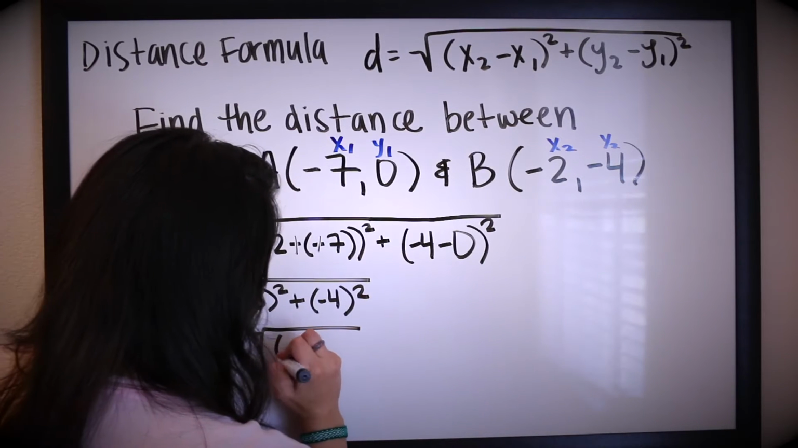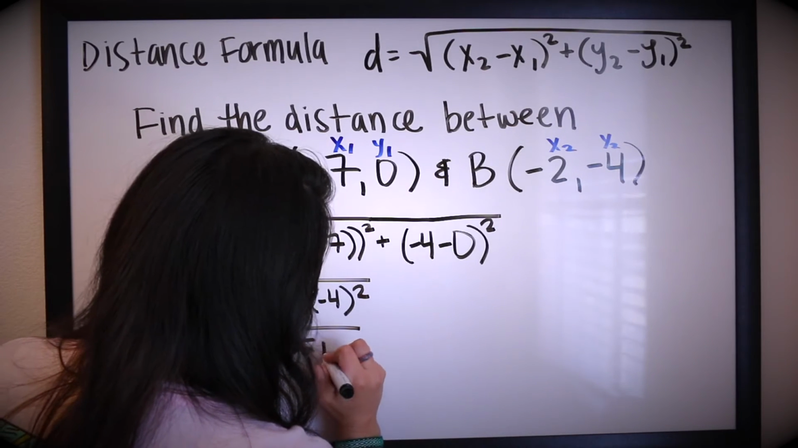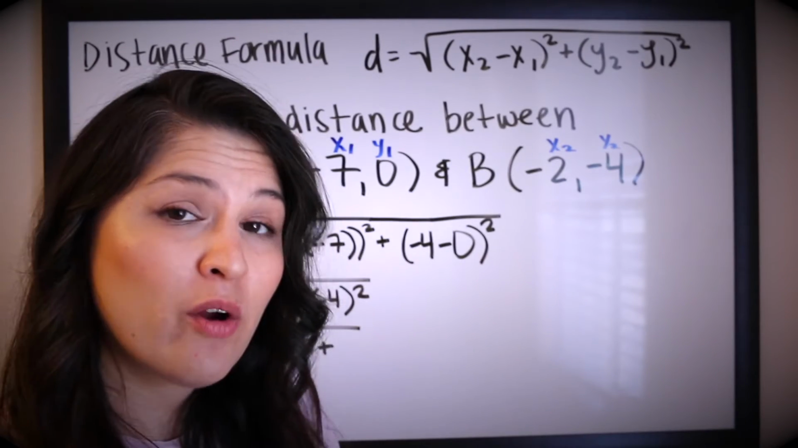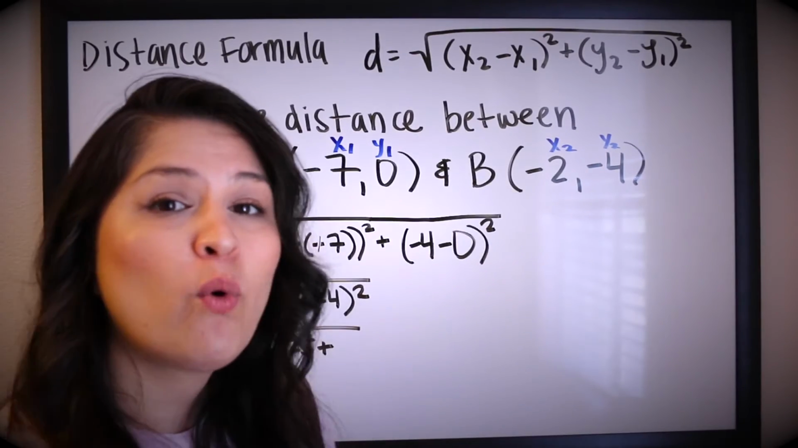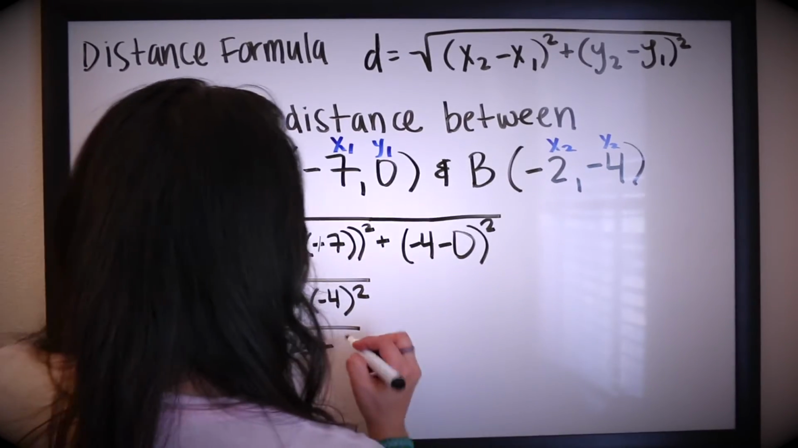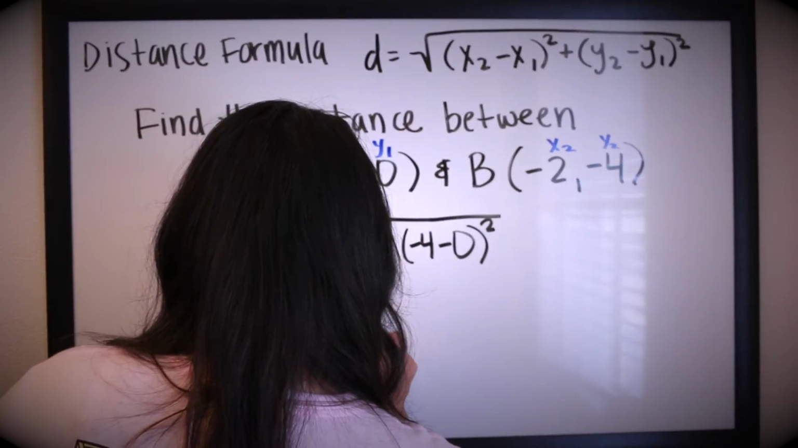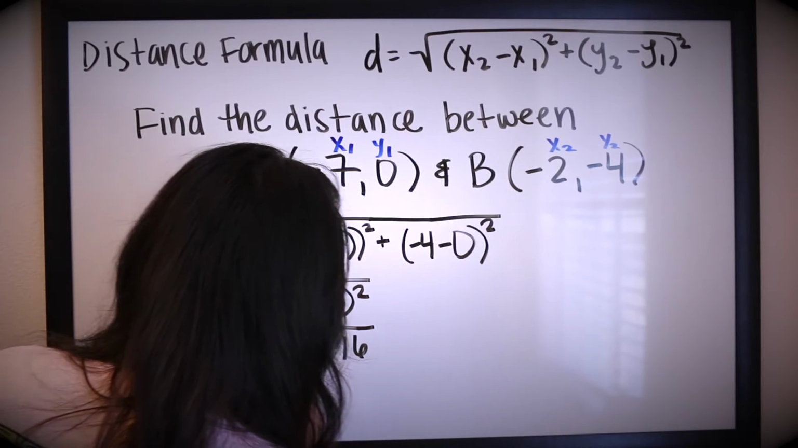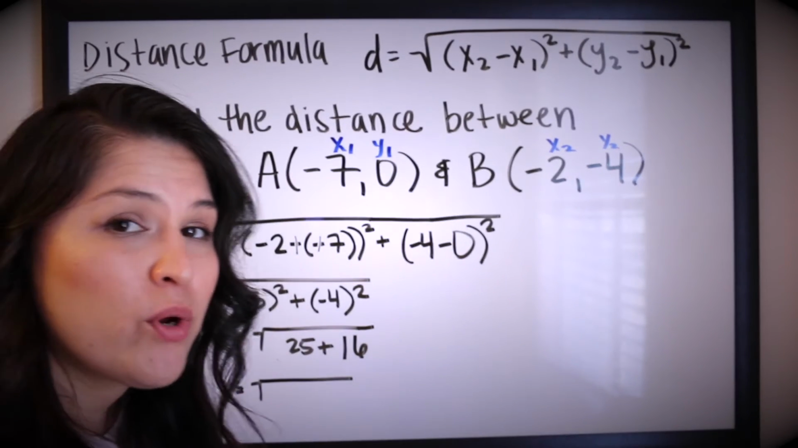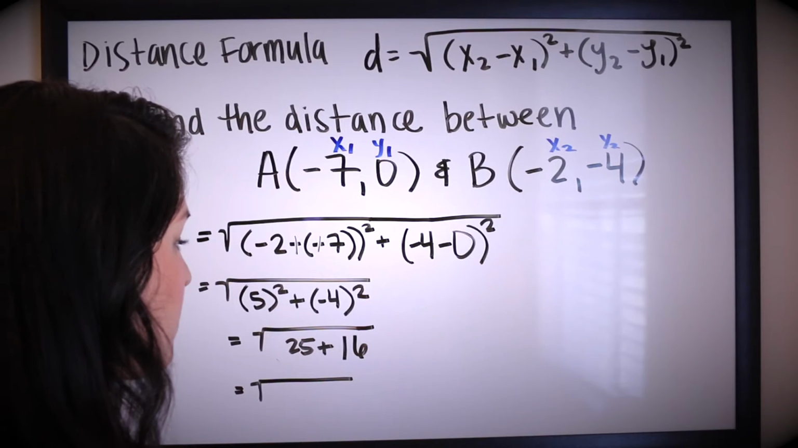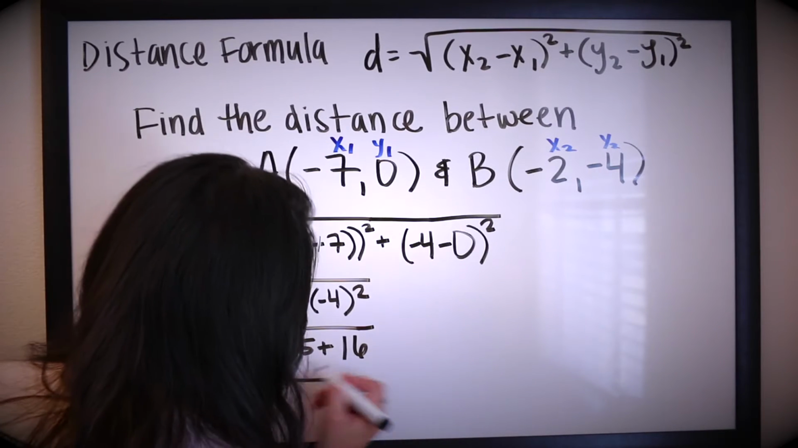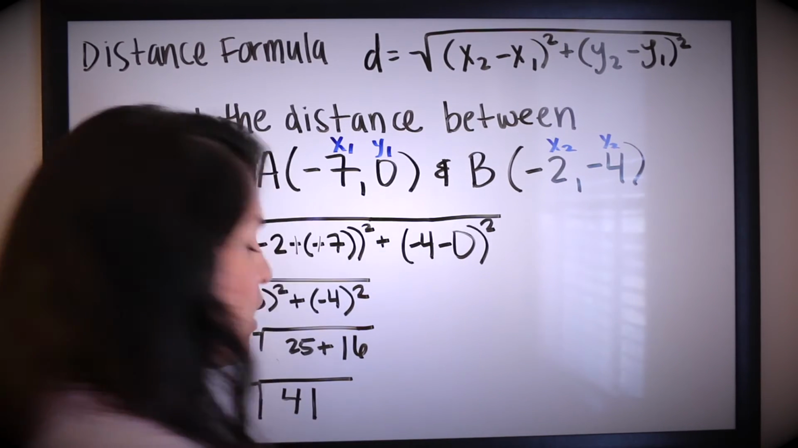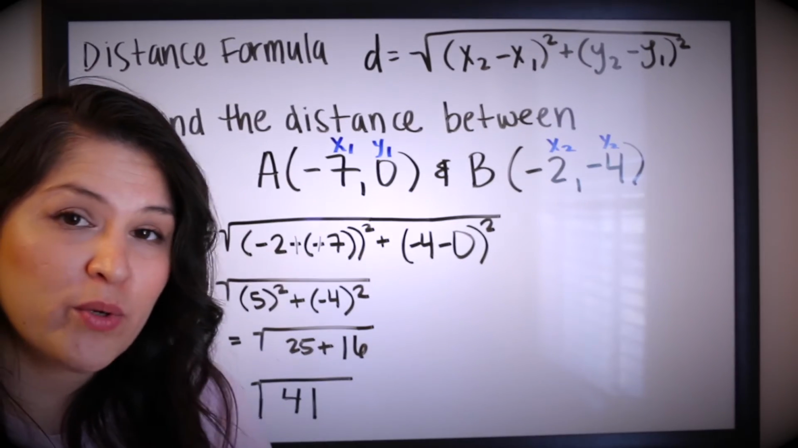5 squared gives us 25, plus, every time that we have a negative number, when we square it, we get a positive answer. So we have a -4 squared gives us a positive 16. So now we're going to add 25 plus 16, which gives us 41. So our answer is the square root of 41.